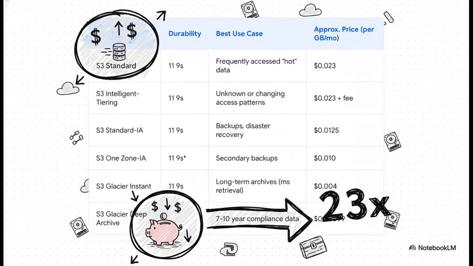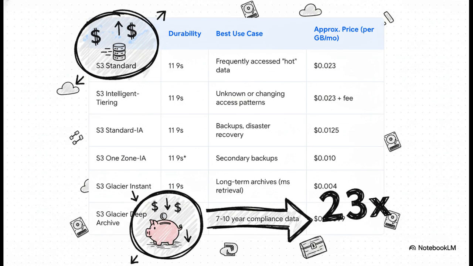Okay, I know, there's a lot on this slide, but just ignore the details for a second and look at the price column. Just look at the insane range here. Up at the top, you've got S3 Standard costing you a little over 2 cents per gigabyte per month. Now, look all the way down at the bottom. Glacier Deep Archive.